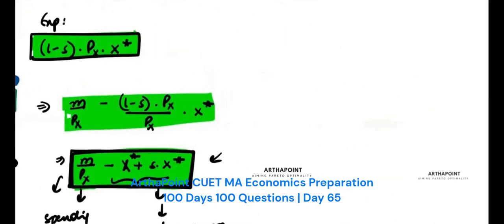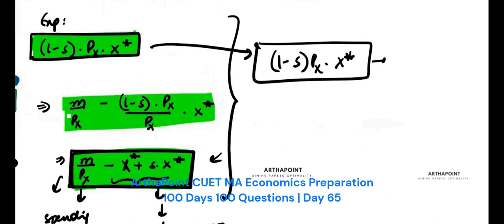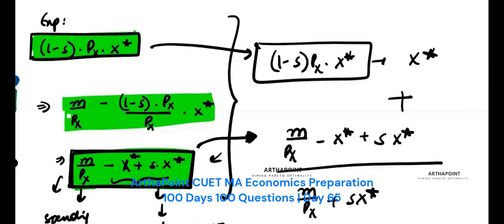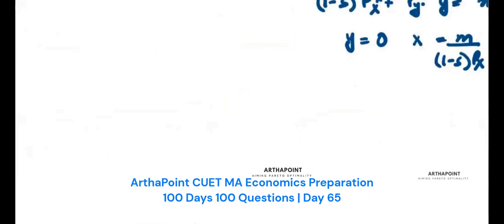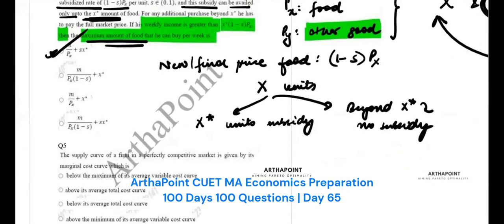Now the question says, what is the total that he has consumed? So (1 minus S) PX into X star. This is what he consumed initially. So from this expenditure, he consumed X star units. And from the other expenditure, he is consuming M by PX minus X star plus S X star. This is how much he is able to consume. So if I add these two things together, I will get M by PX plus S X star. So the answer to this question is M by PX plus S X star.